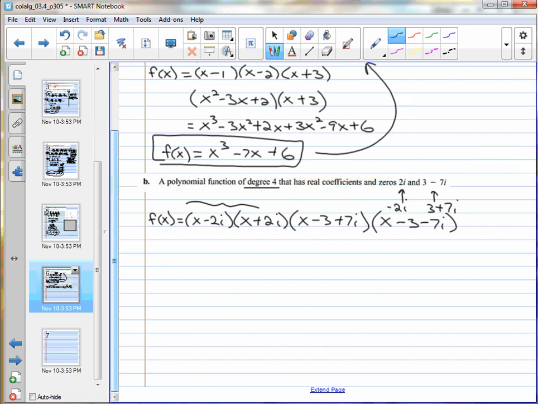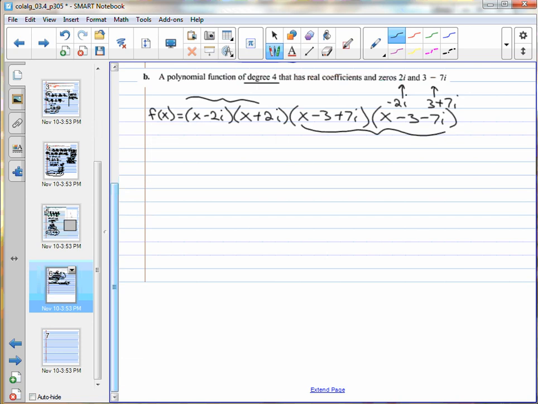Now, when you multiply them in these two groups, it's going to be much easier if you do it this way. So let's start with these two here. First term's x squared. Outside is a plus 2ix. Inside minus 2ix. It cancels. Last term's minus 4i squared. We'll come back and simplify that. Let's move on to this one.